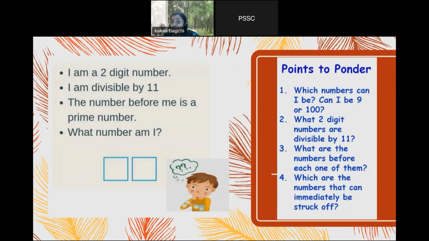You can give this type of questions, change the narrative, and at the same time, three things are being assessed: multiples of 11, prime number, and two-digit number.